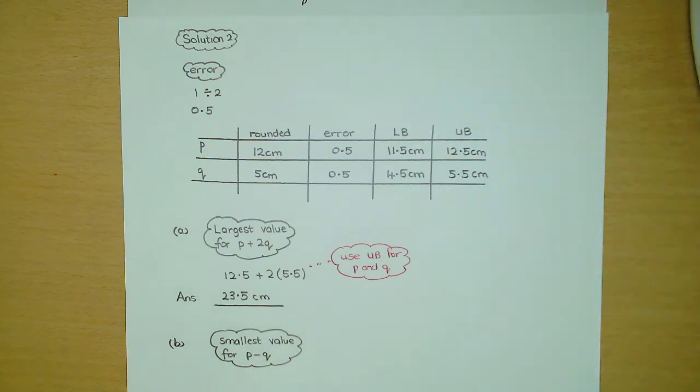So what we're going to do is we're going to use the lower bound for P. The starting value is going to be small. And we're going to use the upper bound for Q. Because what we are subtracting, we want to make it big.